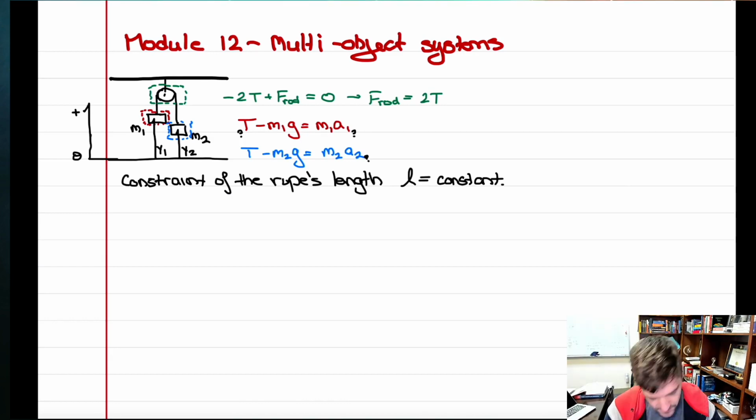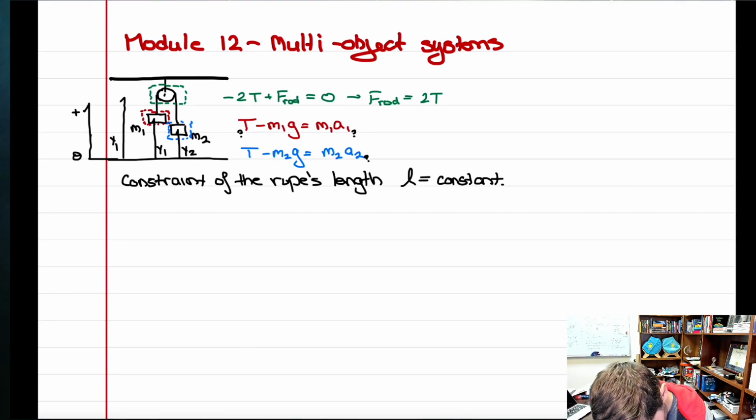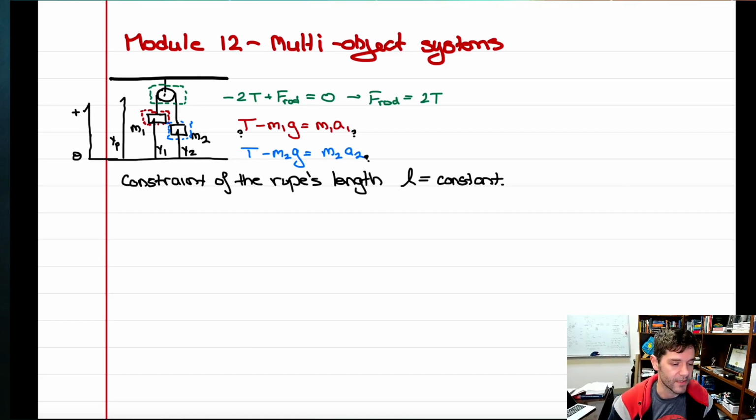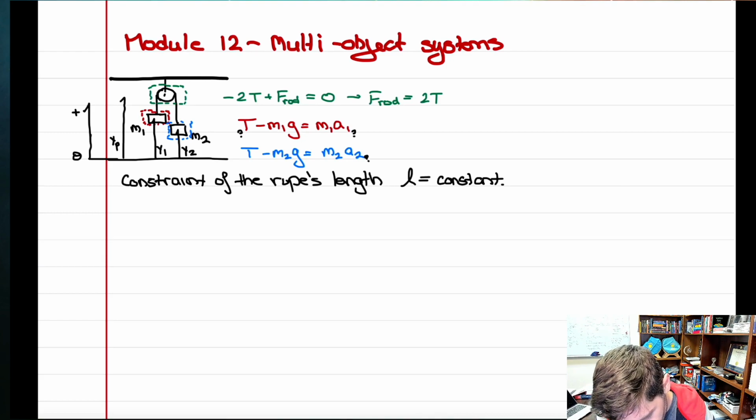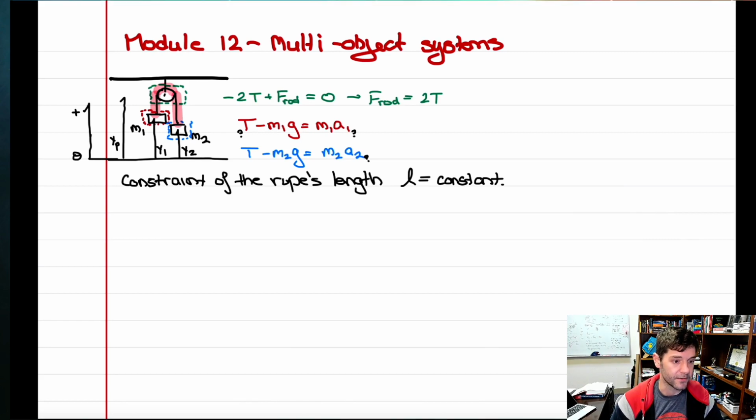And then the rope goes all the way up here, which I'll say is the position of the pulley, y sub p, y for the pulley. And then if I want to measure the length of the rope, I should measure this length. I should measure this length. And then if I want to also include the part that's wrapped around the pulley, I can include that too.